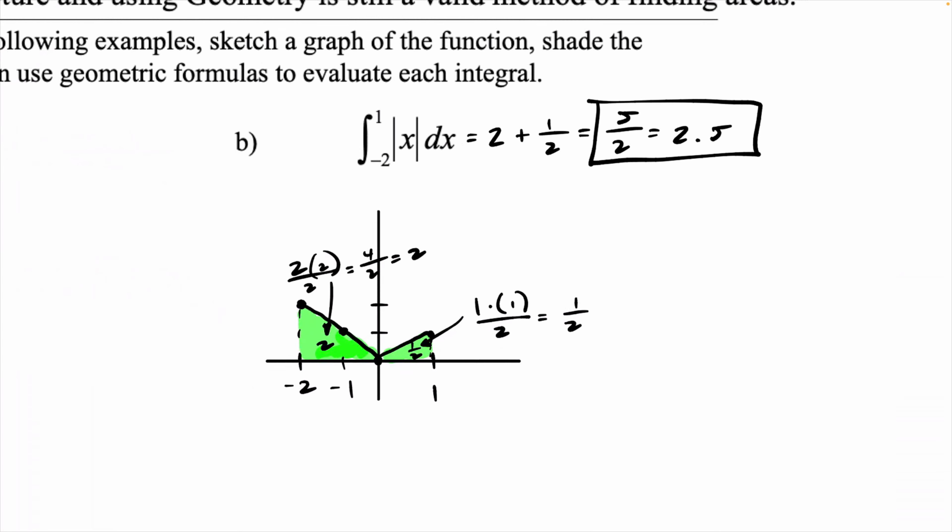Anytime you get absolute value, draw a picture. Draw a picture because it's always going to be easier than using any rules. We can use the rules, but it's just a lot harder when it's absolute value, because absolute value kind of does its own thing.